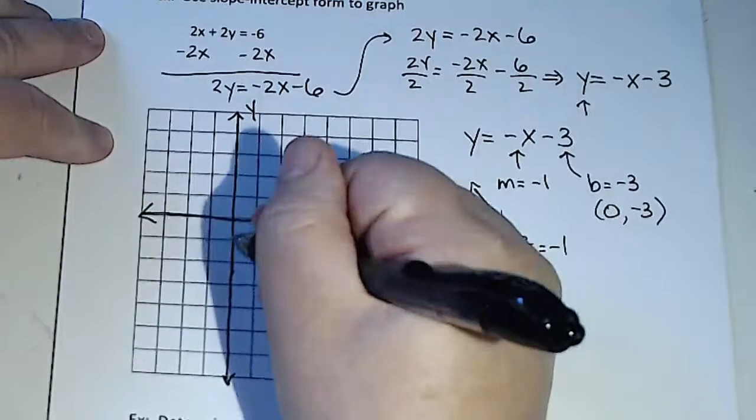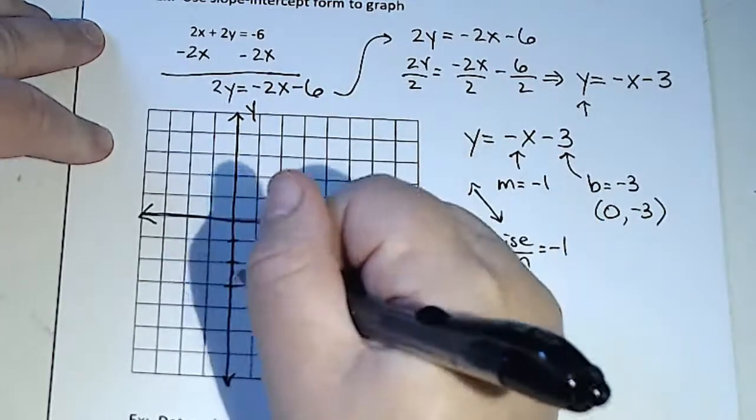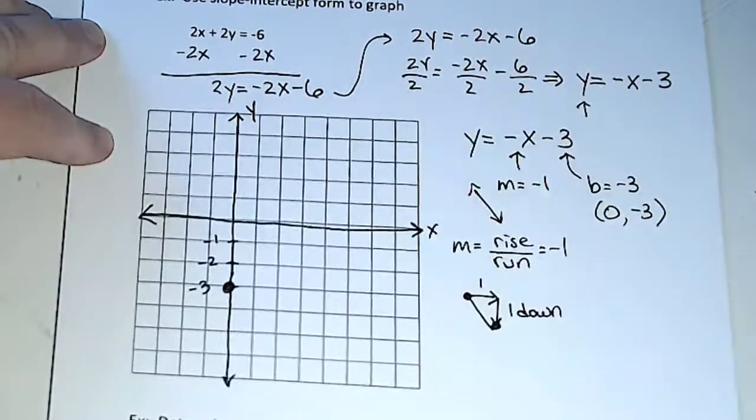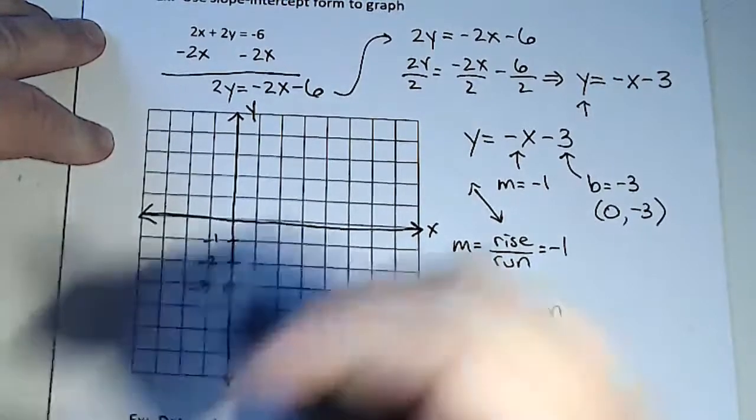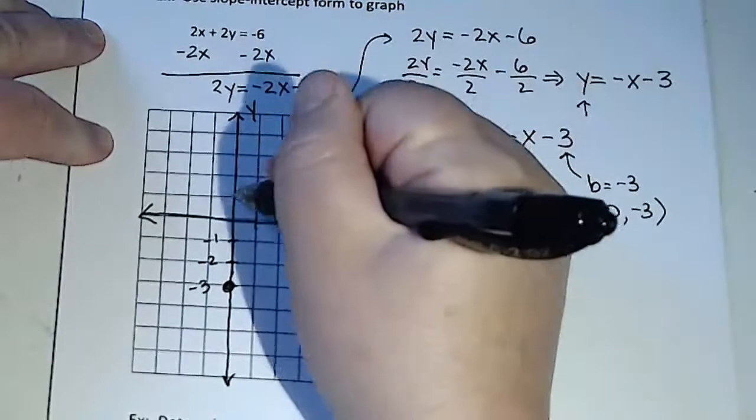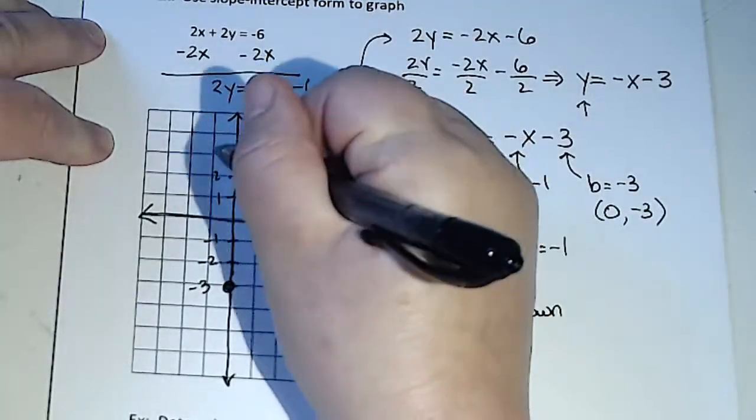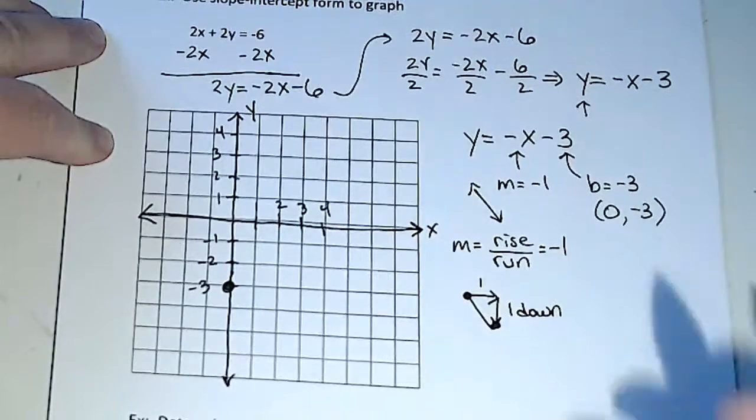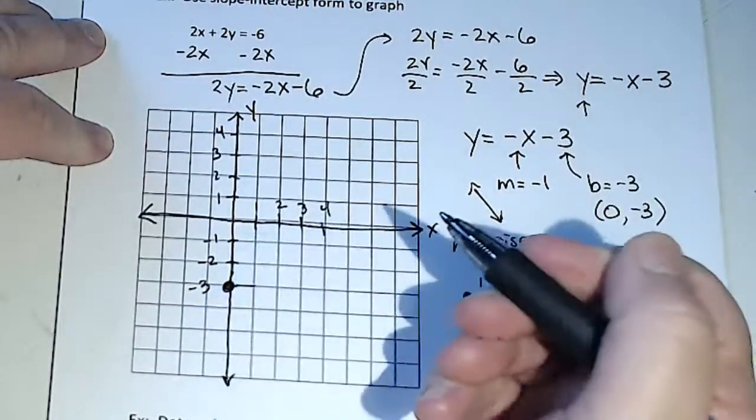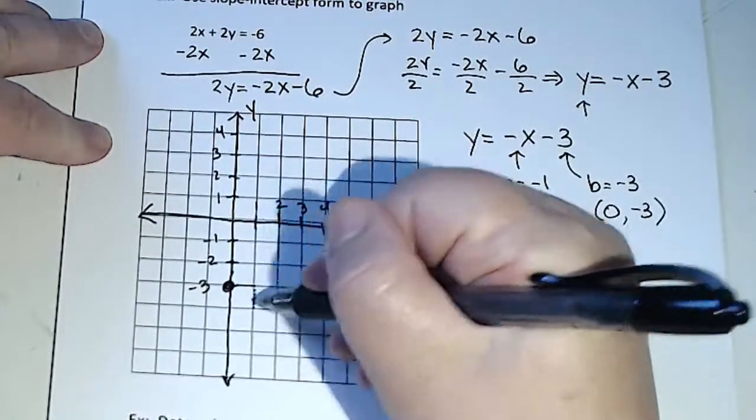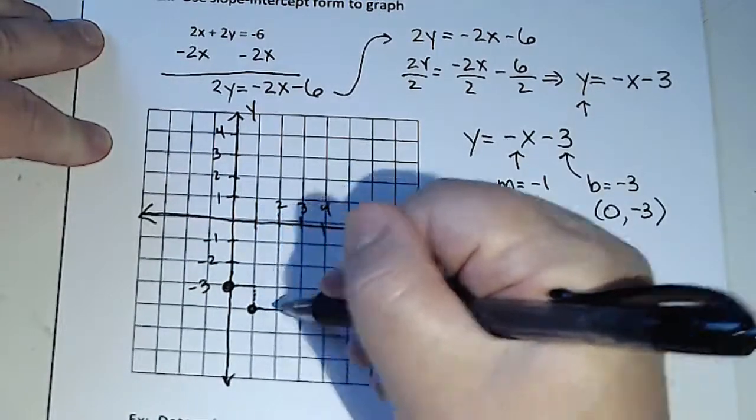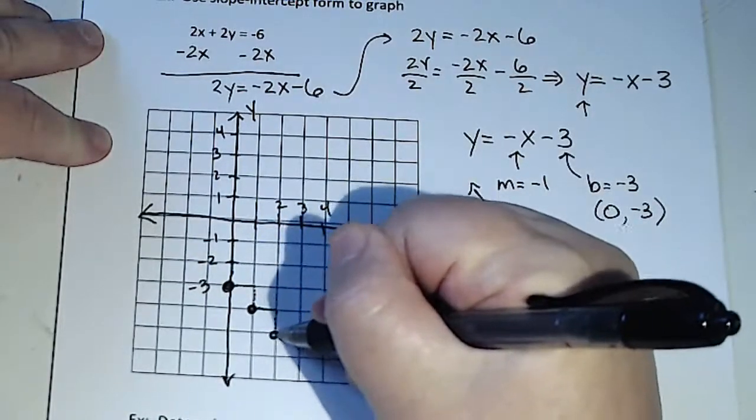0, negative 3, I'm just going to go ahead and use the standard scale. 1 square is 1. And here's 1, 2, 3, 4, etc. Now, here's how I use the slope. Slope is negative 1. So I move over by 1. I go then down 1, and I've got another point. I move over 1 and down 1, and I've got another point.